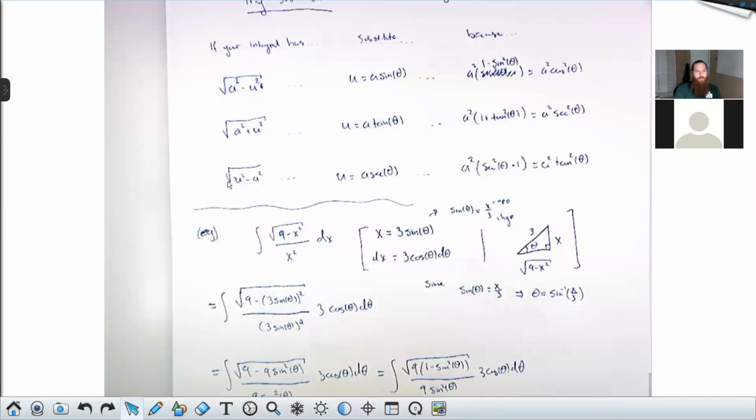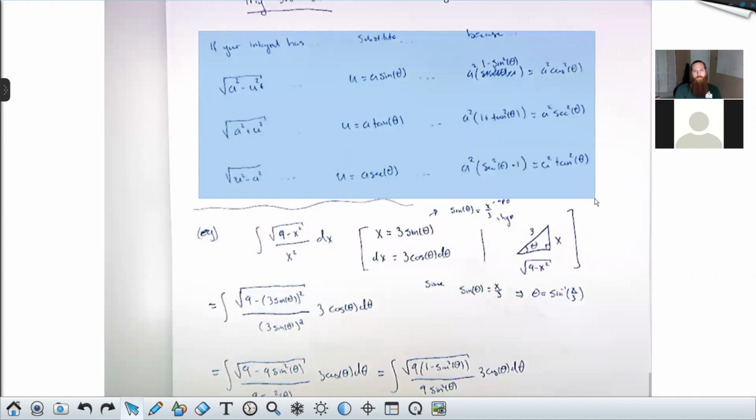And then for these two, you have to remember which order the subtraction goes in each identity: 1 minus sine squared and secant squared minus 1. So if the constant comes first, and then you're subtracting your variable, that's going to be the sine substitution. And if your variable comes first and then you're subtracting a constant, that's going to be the secant substitution.